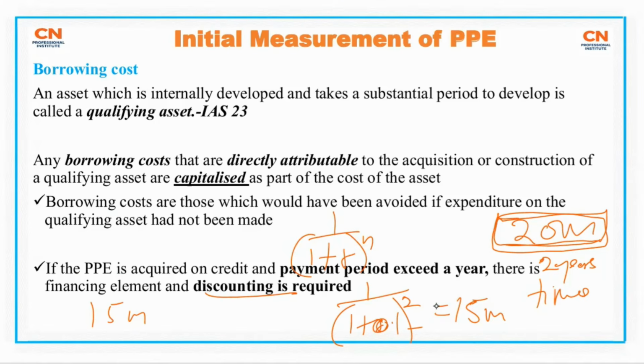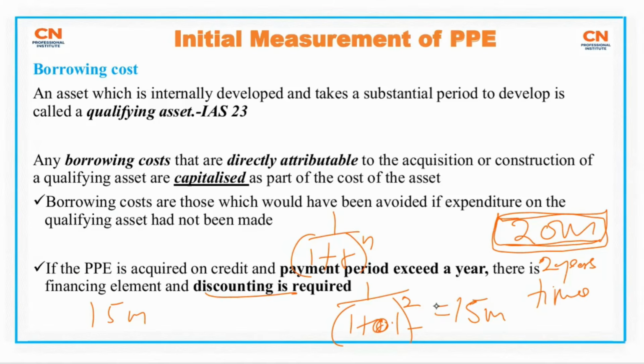You have to discount it to present value, and the present value is what you are going to record as the PPE. The difference between the present value and the amount you're supposed to pay in the future is the financing element, and you record it in the profit or loss account. So this is also a principle. Interest on deferred settlement is recorded in P&L. It is not capitalized.